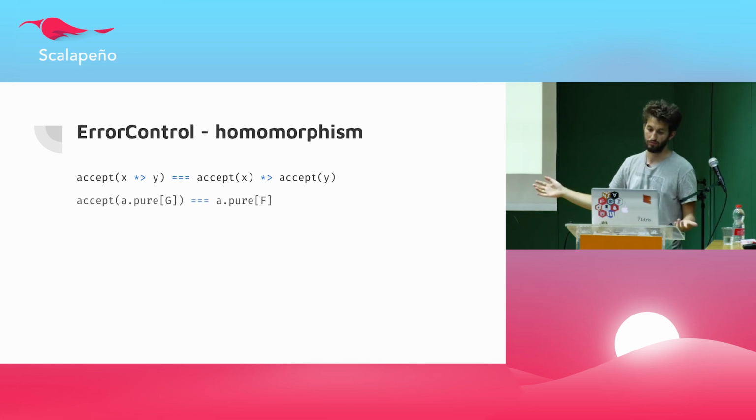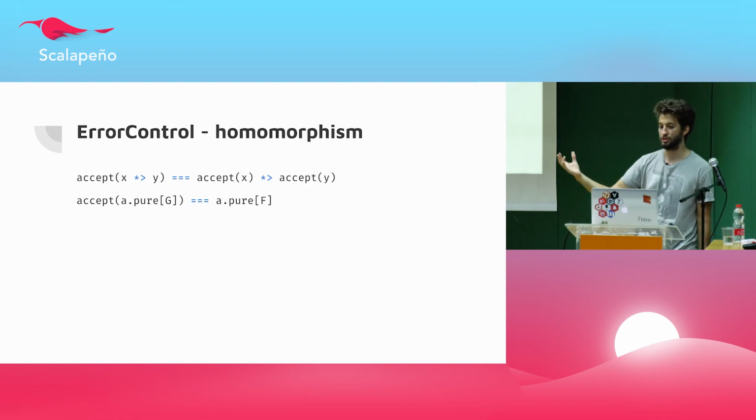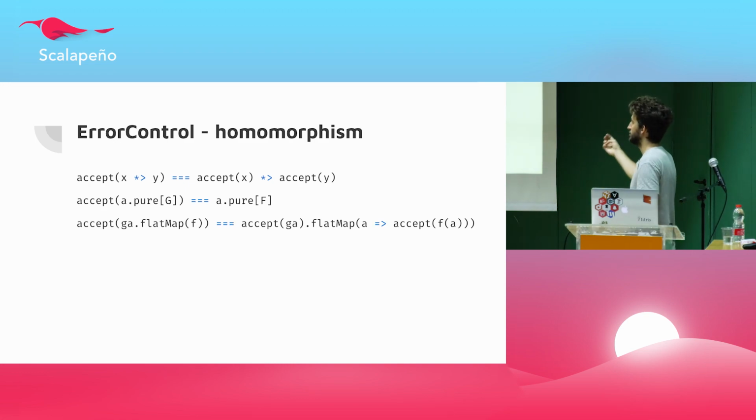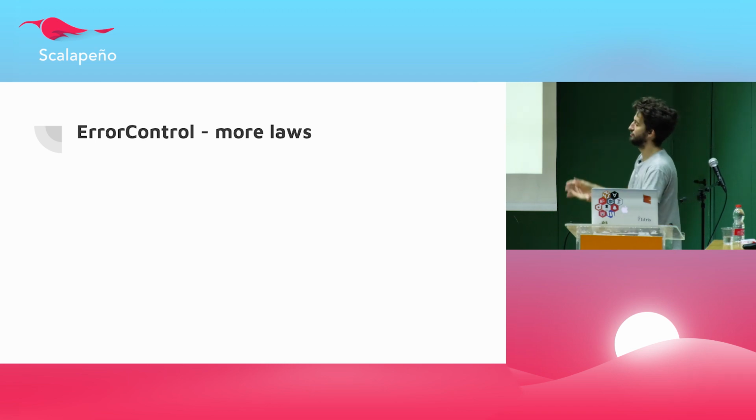The same goes for pure as well, right? If we accept a pure value of g into f, that should be the same as just lifting that pure value directly into f. And of course, the same goes for flatMap. If we flatMap a g of a, ga, with any function f, and accept that back into the f type constructor, that should be the same as accepting this ga and flatMapping it using the f function and then accepting that result, right? That's homomorphism. And we can come up with even more laws.